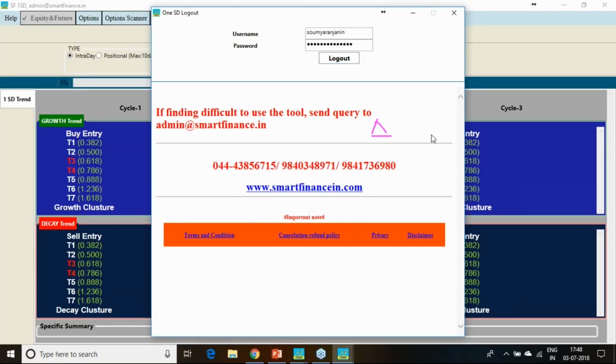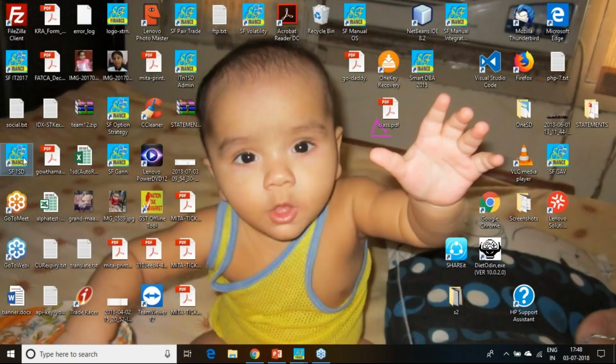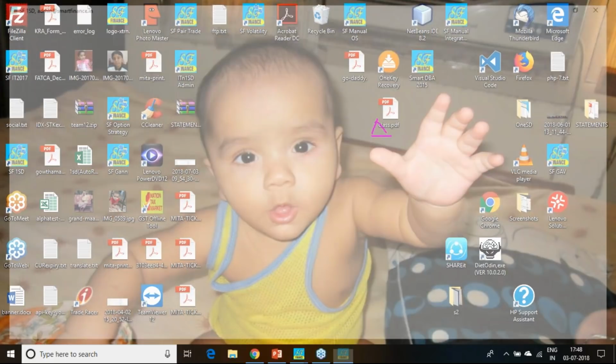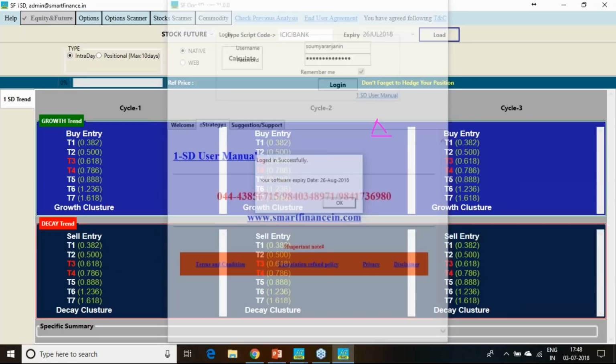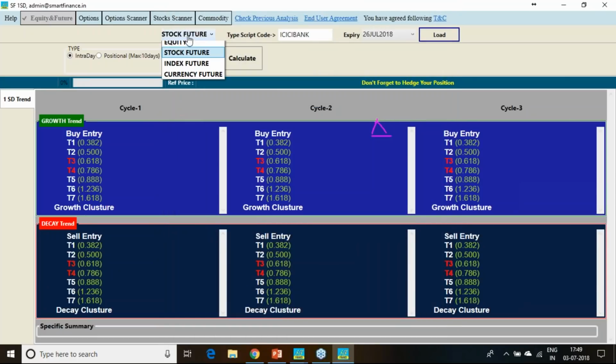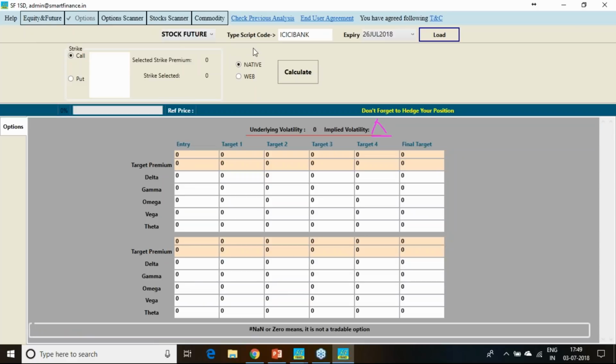So many of you, though you will be using the software, have not given any importance to the factors of delta, vega, theta, or option Greeks. So that part I'll just demonstrate here. If you are going for options, and I'm going for the index future, the Nifty, I have loaded the data, and I am going to analyze any one call option, say the same 10,700 call option.